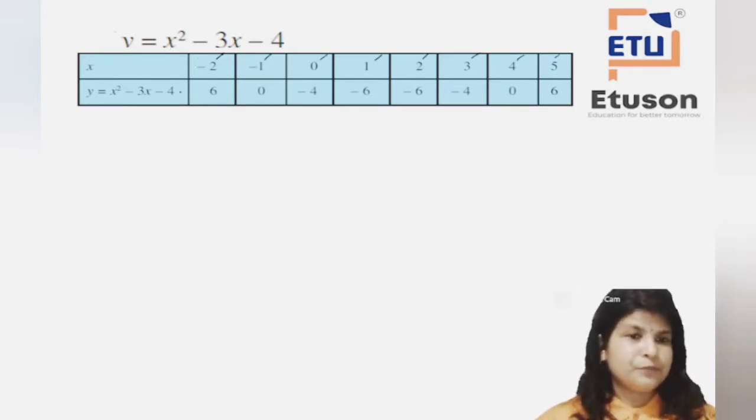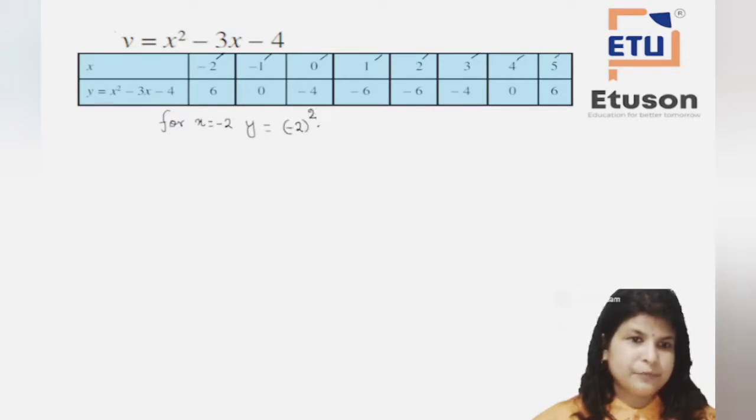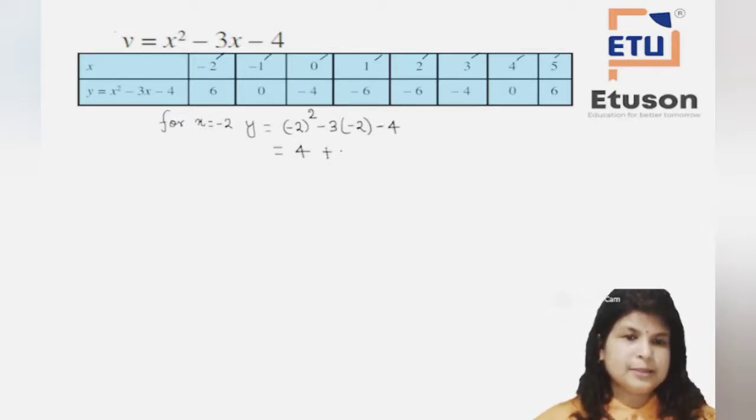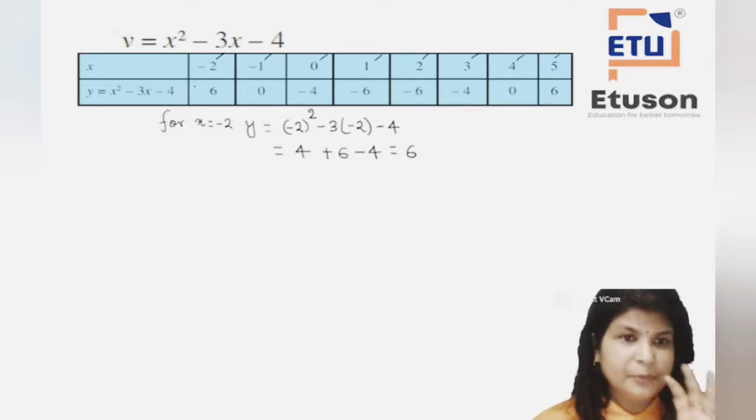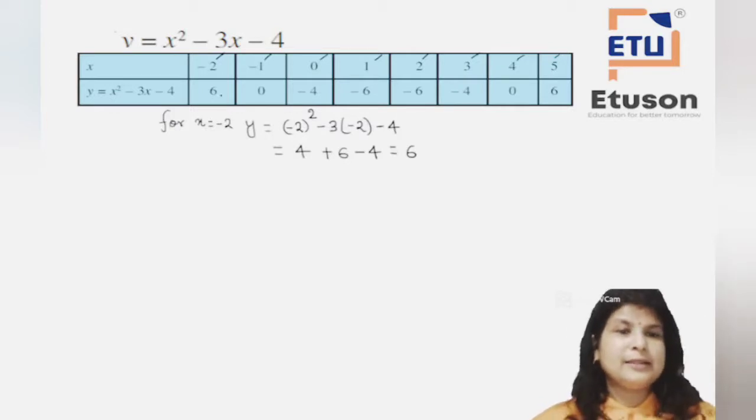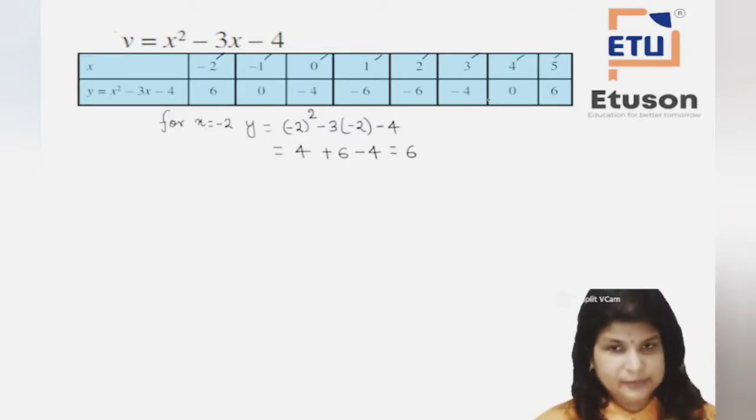For example, suppose we have to find the value of y when x is equal to minus 2. How will you find it? Let me show you. So x is equal to minus 2. So y will be equal to x square, x is minus 2 square, minus 3x, x is minus 2, minus 4. So 4 plus, 3 into minus 2, here there is a minus so it becomes plus 6, minus 4. 10 minus 4 is 6. So what is written here? It is 6. So nothing else, in place of x you have to put the corresponding value and these are the values you will be getting. Correct?